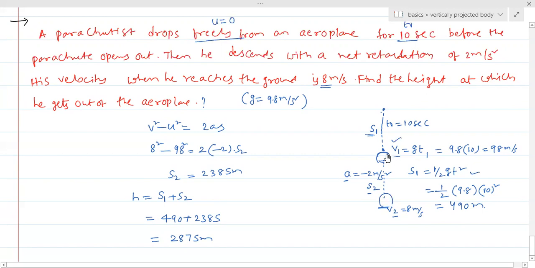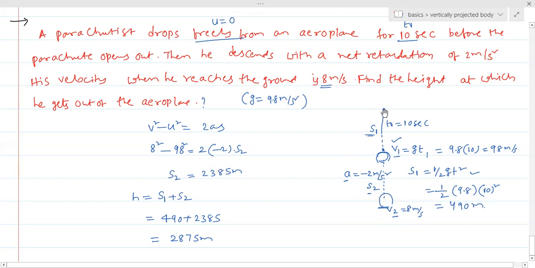For this segment, this is the initial velocity and this is the final velocity. This is the acceleration, this is the displacement. So simply we will say v square minus u square equal to 2as for the second segment. This is the second segment we are taking. So for that one we are calculating s2 as 2385 meters.